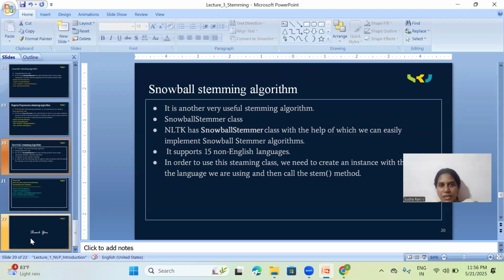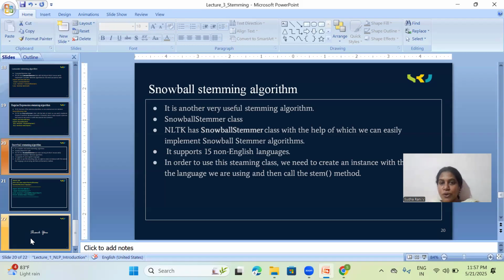The last type is the snowball stemming algorithm. Snowball is another very useful stemming algorithm. NLTK has a snowball stemmer class, with the help of which we can easily implement the snowball stemmer algorithm.